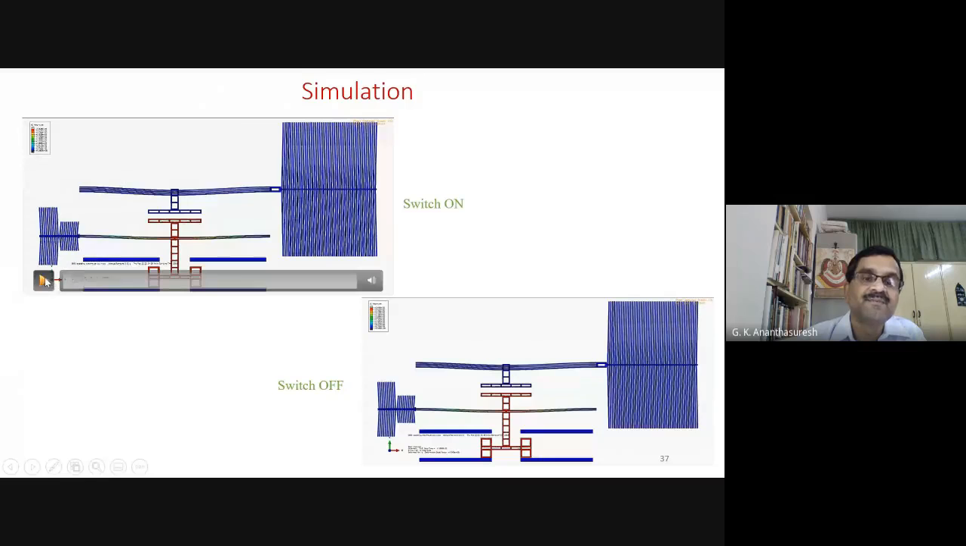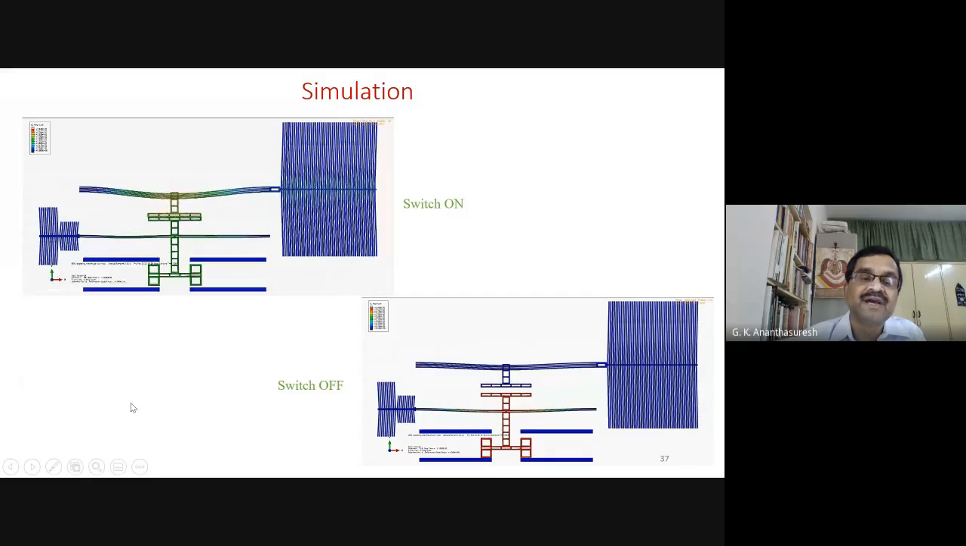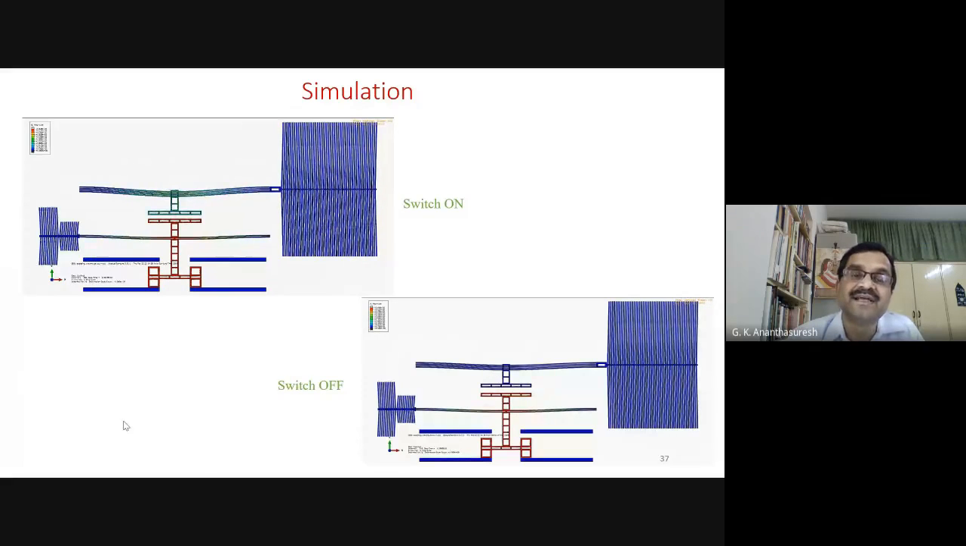Okay, so let me play from the beginning. So we actuate, that comes down, and then it loses contact. The top one goes back. Now we have removed the power. It will stay there. This is off to on.